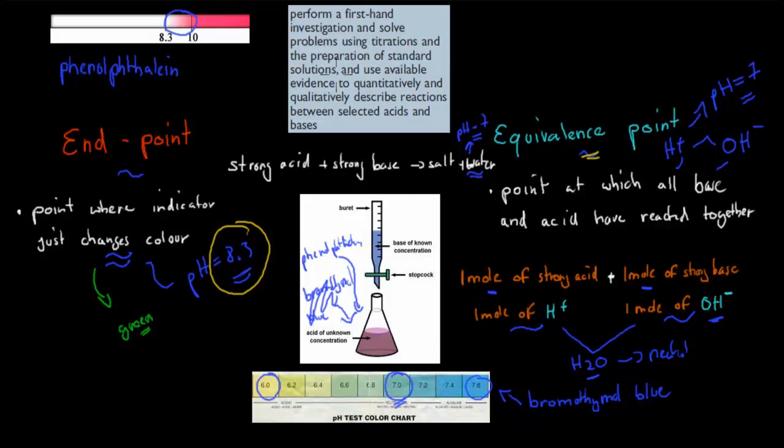So the dot point itself says perform a first-hand investigation and solve problems using titration and the preparation of standard solution. That's one part. That's part 1. And use available evidence to quantitatively and qualitatively describe reactions between selected acids and bases. And that's the second part. In this video we're actually only going to cover the second part. We're going to cover the first part in the next video, the video after this. But for this video, it's just the second part, to quantitatively and qualitatively describe reactions between selected acids and bases.